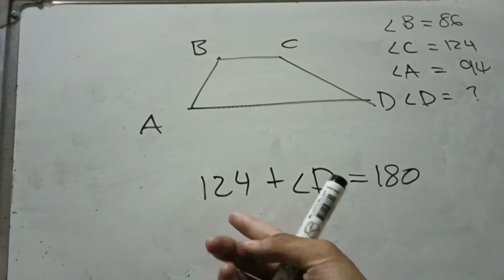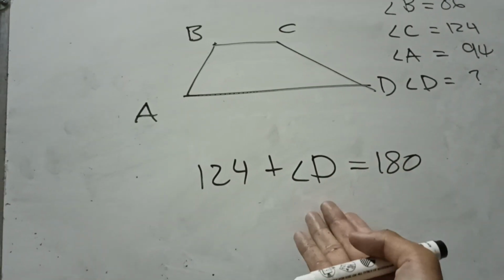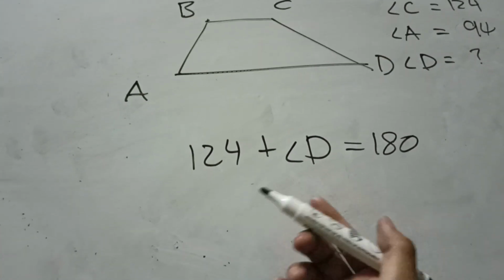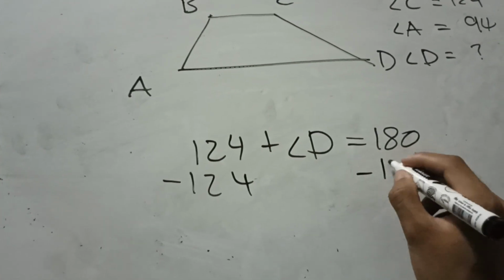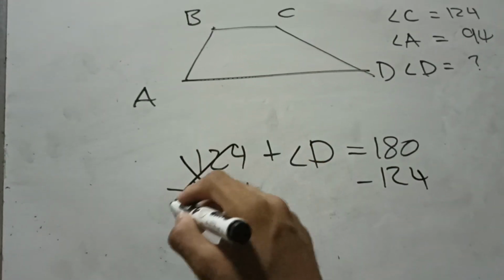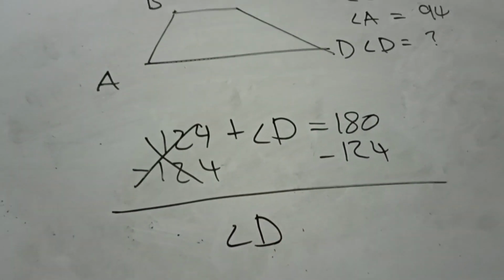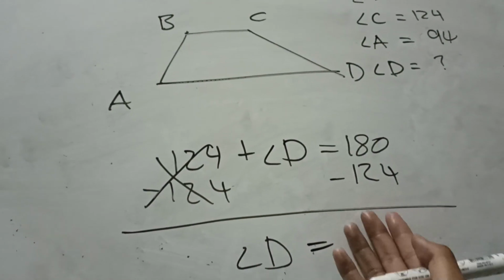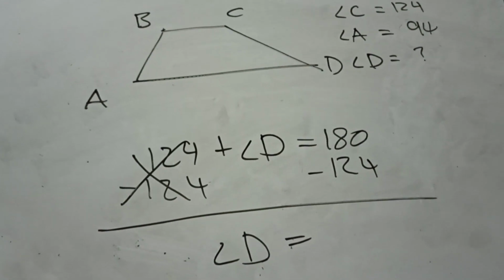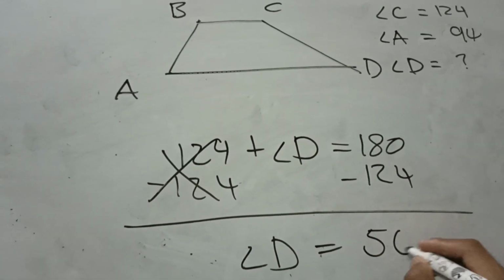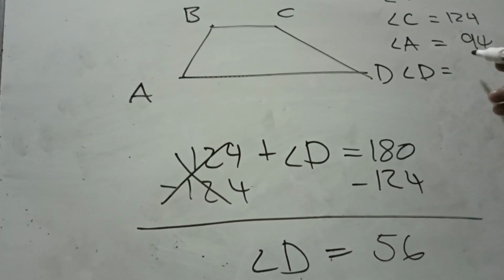Now all we have to do is transpose 124 to the other side, so angle D will be alone. So let's minus 124 on this side also. This will cancel, and angle D will be all that is left. So let us bring that down. Angle D is equal to 180 minus 124. That will be equal to 56. Now, we all know that angle D is equal to 56.